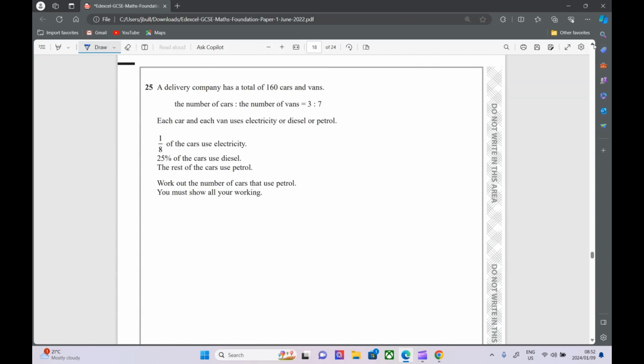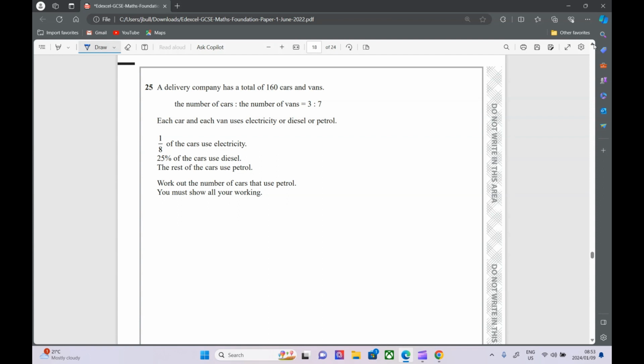Okay, question 25. A delivery company has a total of 160 cars and vans. The number of cars to the number of vans is 3 to 7. So we've got a ratio there. Each car and each van uses electricity or diesel or petrol. An eighth of the cars use electricity, 25% of the cars use diesel, the rest of the cars use petrol. Work out the number of cars that use petrol. You must show all your working.